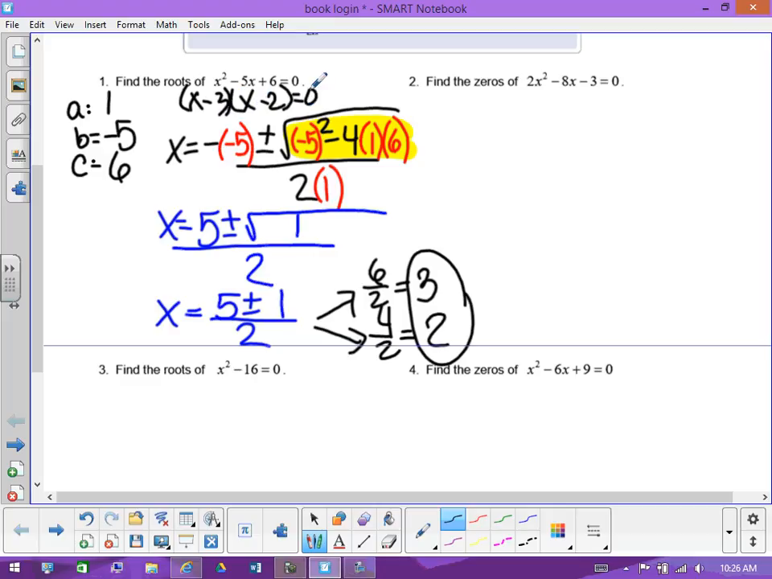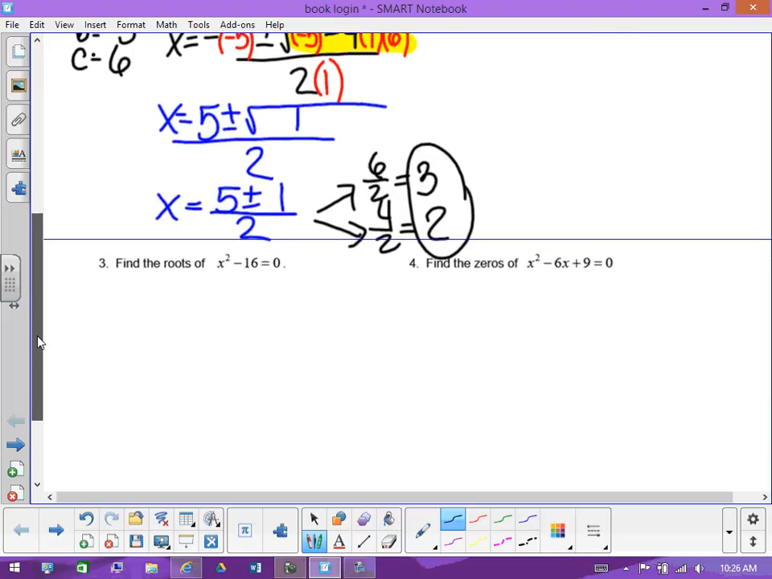This is another option. Would I pick this over this problem? Probably not, because factoring is easier. However, we're going to see in a minute that sometimes factoring is not an option. So that's where your numbers go. 3 and 2 are our 2 solutions. If we put either one of them into the original equation, we're going to get 0.